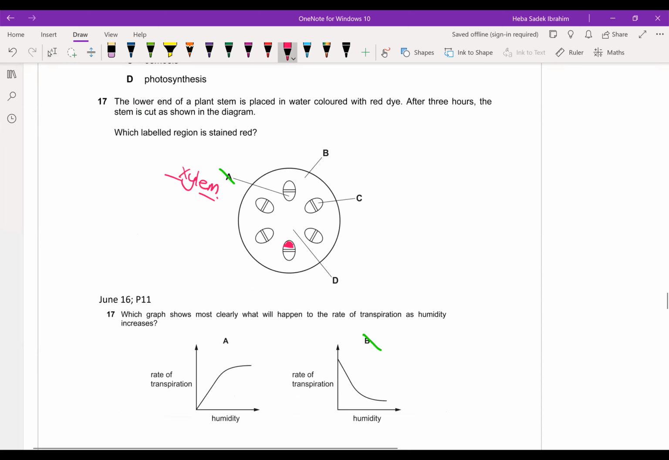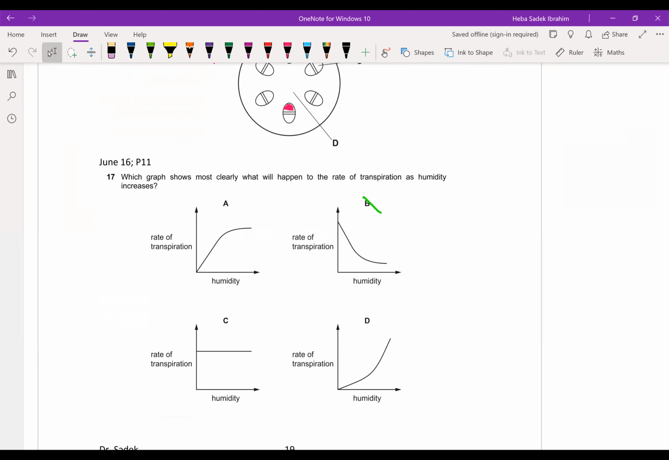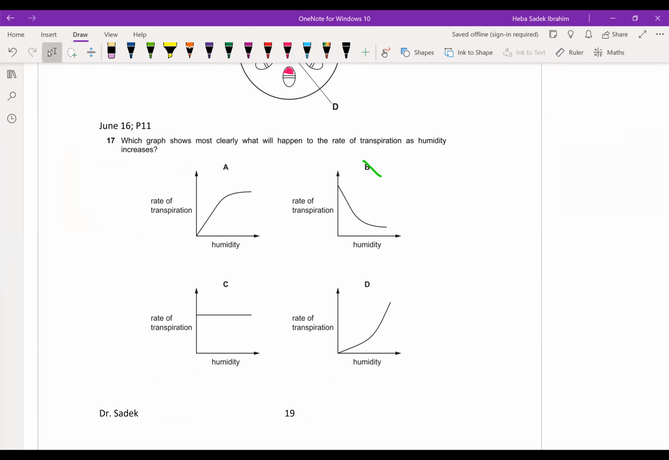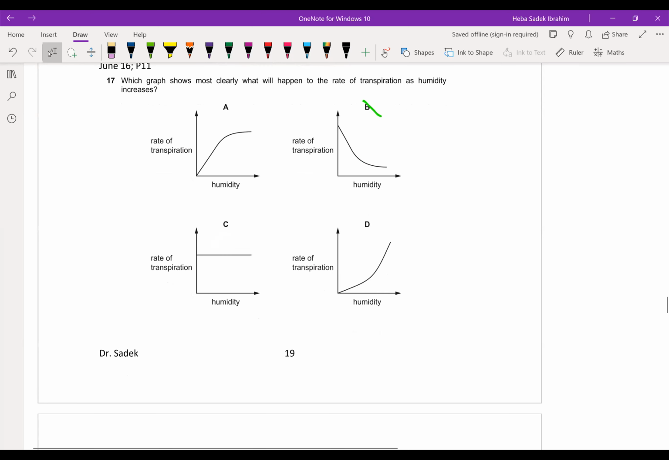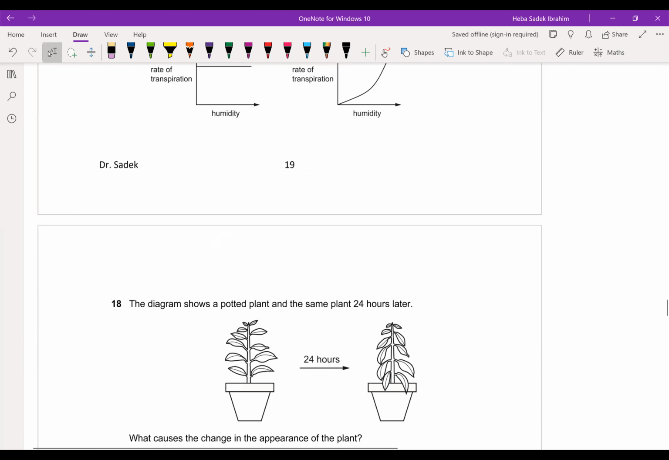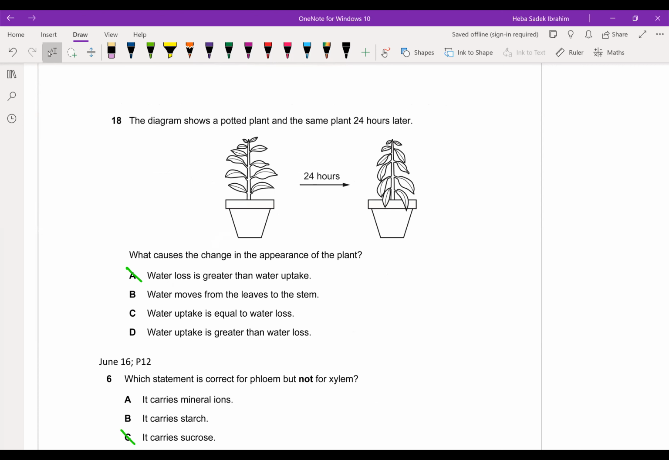Which graph shows most clearly what will happen to the rate of transpiration as humidity increases? The more humidity increases, the rate of transpiration decreases. So the answer is B. Now here it says the plant was left for 24 hours.